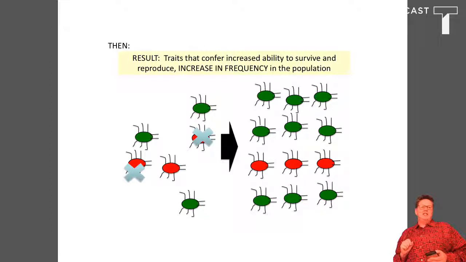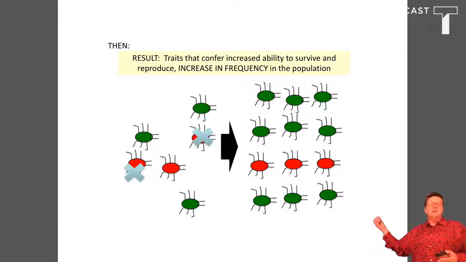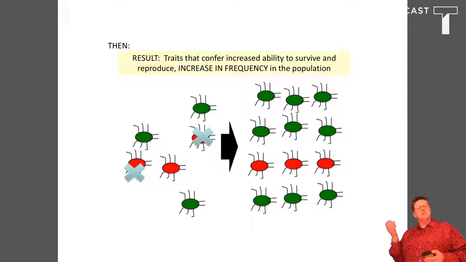That's evolutionary change. Remember what I said evolution was? A genetic change in a population over time. And look, within just a generation, we can see there's a difference in the frequency of those genes that code for these different pigments in our bugs. So this is an example of evolutionary change.